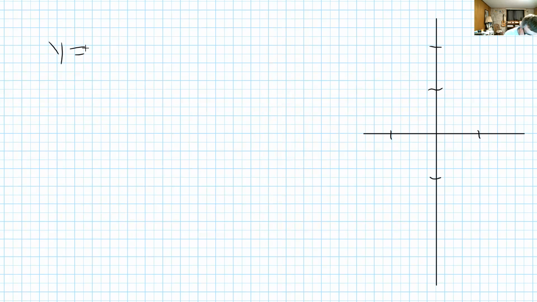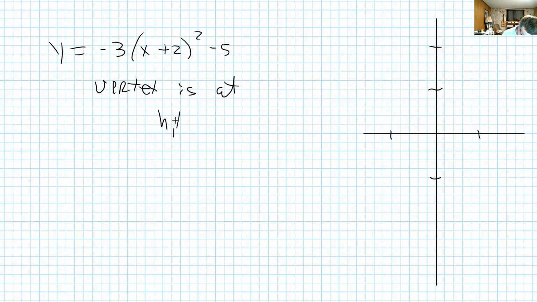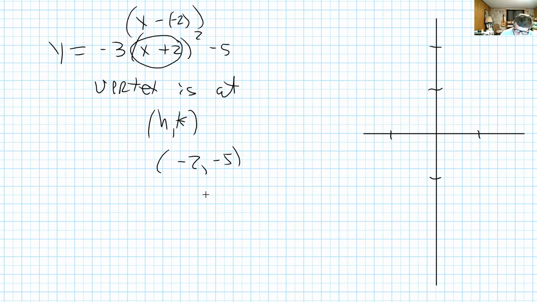All right, let's say y equals -3 times x plus 2 squared minus 5. The vertex is at h, k. So that would be -2, -5. And you're going, where did I get the negative? Well, this would be like x minus -2. So h would be -2. All right. And then that's your y value. So -2, -5 is down there. I also know this thing's going to open downward, don't I? But again, find the vertex. We can go from there.